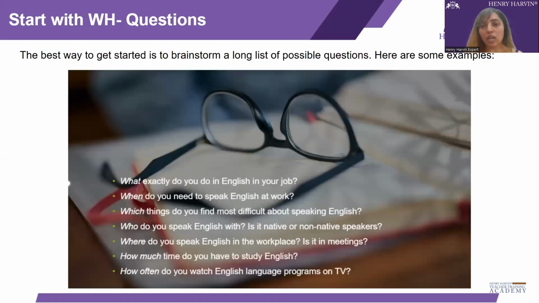Okay, how do you exactly do that? How would you figure out? You need to brainstorm. What is brainstorming? You need to start with asking possible questions. You need to figure out a lot of WH questions. What exactly do you do in English? I mean, what's your job type? When do you need to speak in English? Generally when you are in office as well, because you've got the environment wherein there are a lot of non-native speakers working with you, or you do have to just talk in English when you are talking to any client over the phone. Okay, which things do you find most difficult about English?